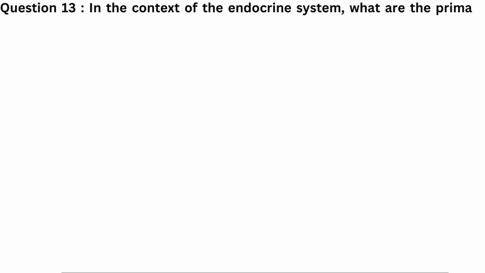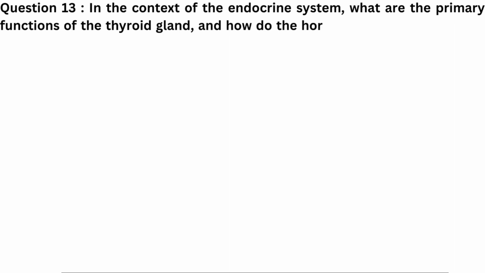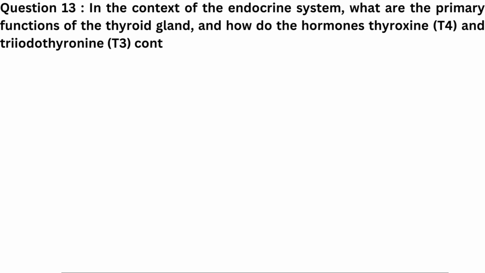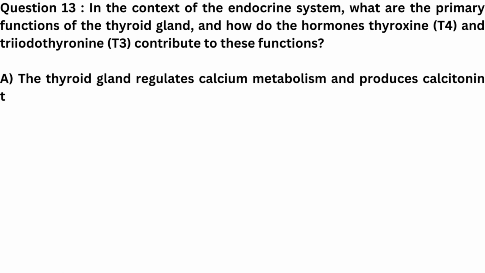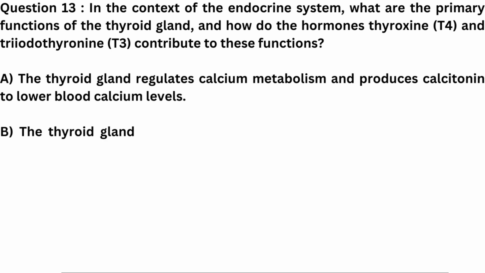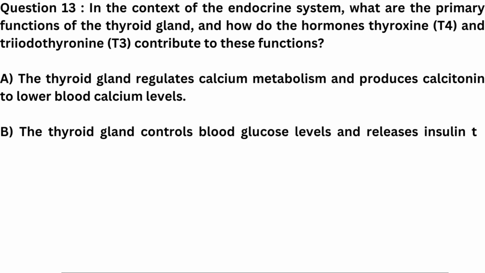Question 13. In the context of the endocrine system, what are the primary functions of the thyroid gland, and how do the hormones thyroxine, T4, and triiodothyronine, T3, contribute to these functions? A. The thyroid gland regulates calcium metabolism and produces calcitonin to lower blood calcium levels. B. The thyroid gland controls blood glucose levels and releases insulin to lower blood sugar.